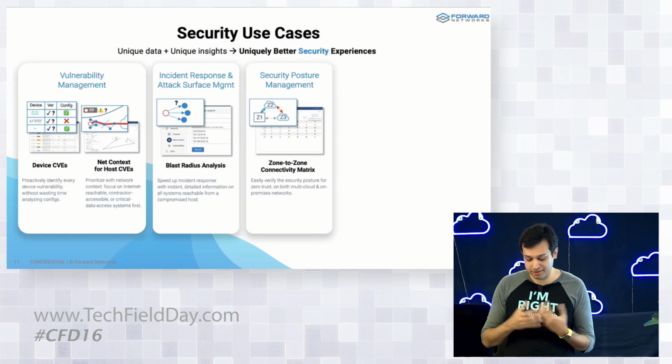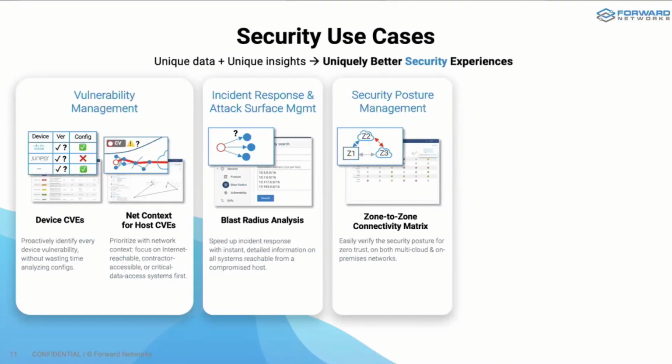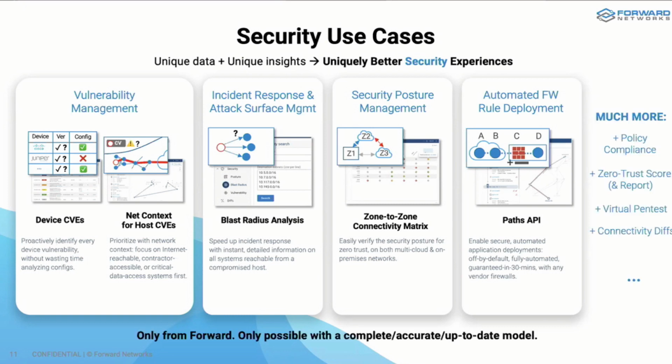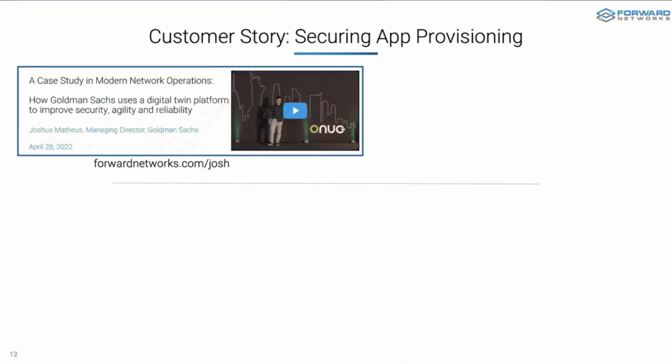Another use case is around generating the security posture matrix, where the cells of the matrix show how different resources can talk to each other, or using the path analysis to find out exactly which firewalls need to be punched open for an application flow to go through. And I will cover that in more detail through this customer story.